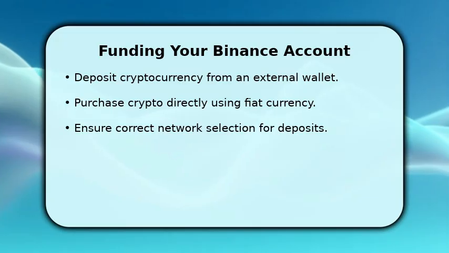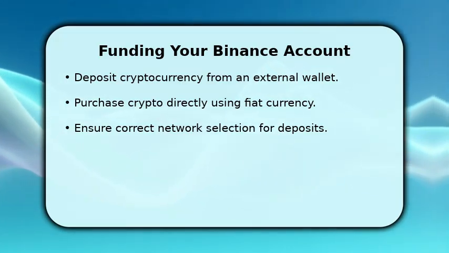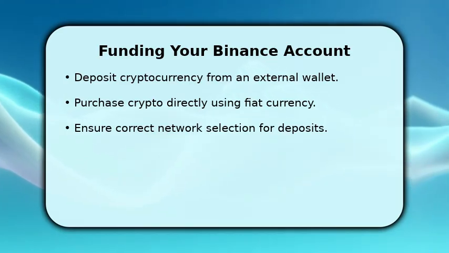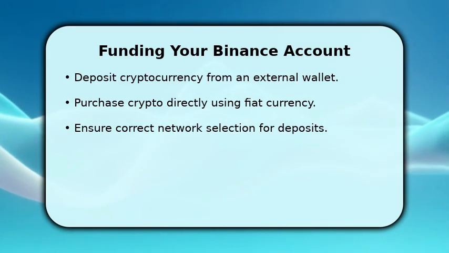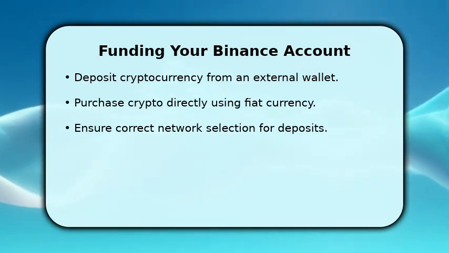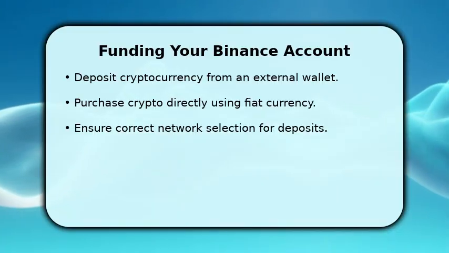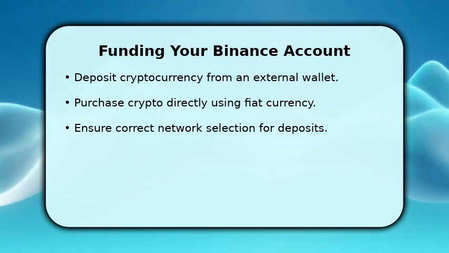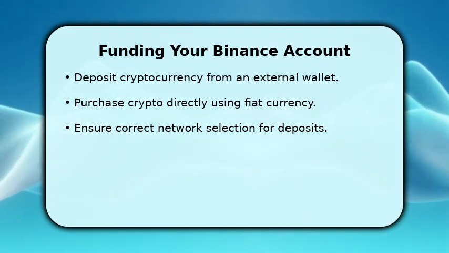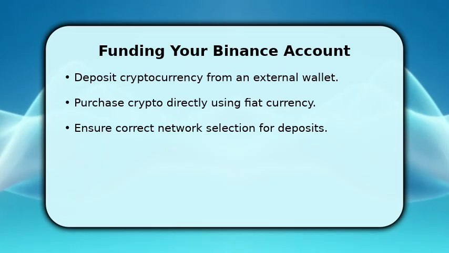You can deposit cryptocurrency from an external wallet by selecting the correct coin and network. Alternatively, purchase crypto directly using fiat currency via bank transfer or credit card. Always double-check the deposit address and network to avoid losing funds. Binance offers various fiat options, making it easy to get started with a minimum deposit of around $10.